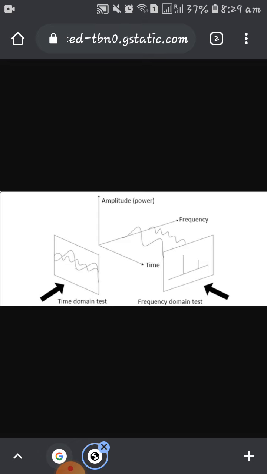At the right you can see the frequency domain plot. Here what happens is you are converting the time domain to a frequency domain. So when you talk about the frequency domain, basically what we are doing is looking at the number of cycles.